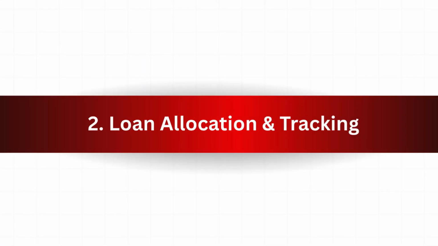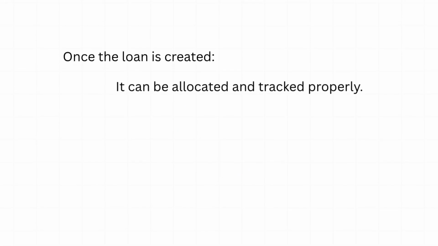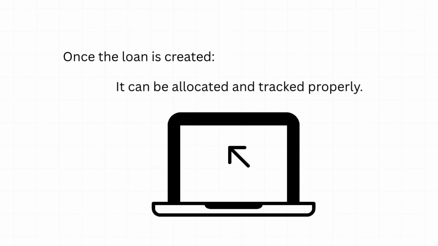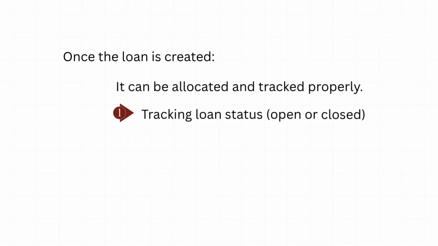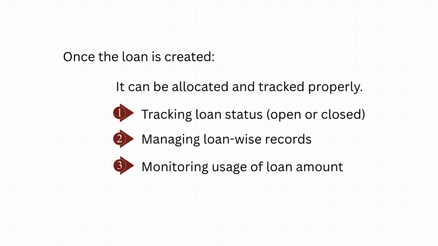2. Loan allocation and tracking. Once the loan is created, it can be allocated and tracked properly. The system helps in tracking loan status, open or closed, managing loan-wise records, monitoring usage of loan amount.